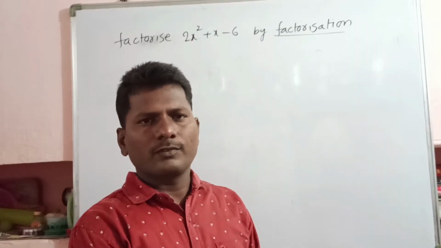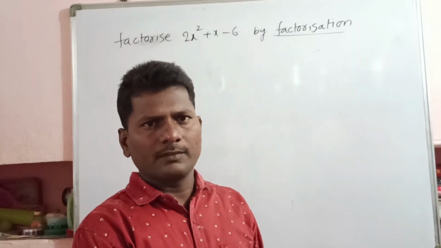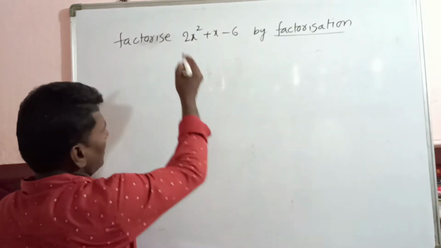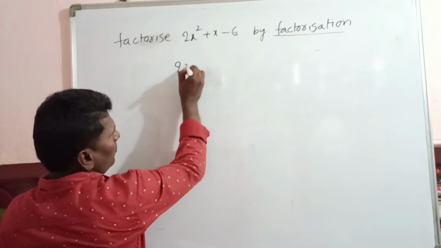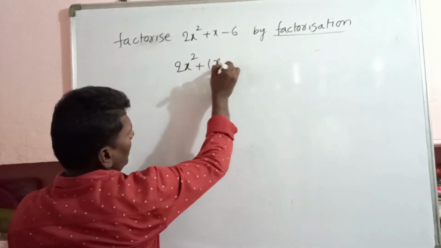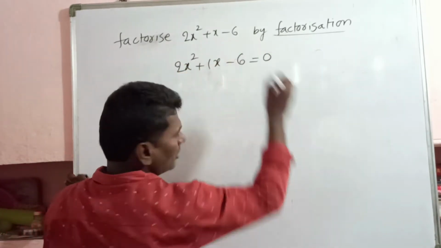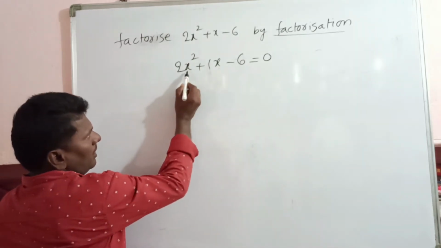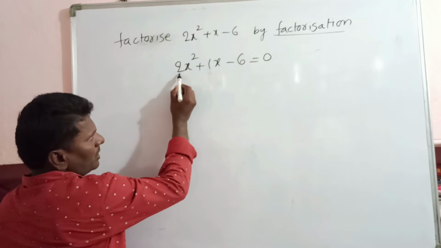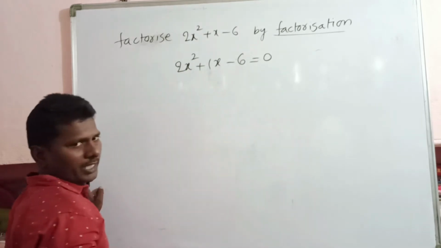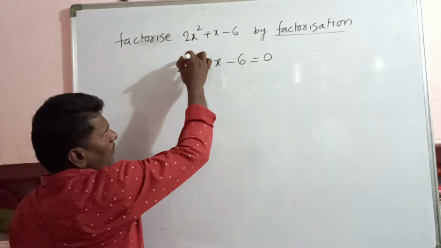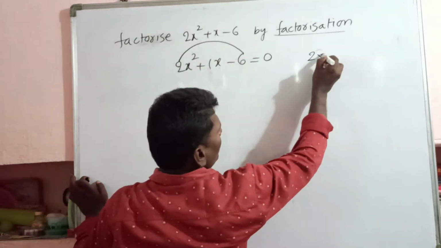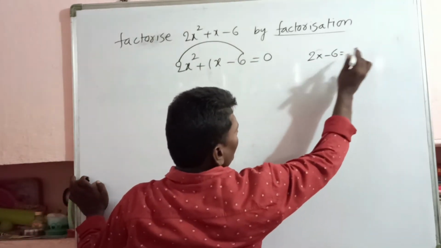Let us solve one more quadratic equation by the factorization method. The given equation is 2x square plus 1x minus 6 is equal to 0. Here coefficient of x square is 2, constant term is minus 6. I am multiplying these two numbers, 2 into minus 6, 2 6s are 12.